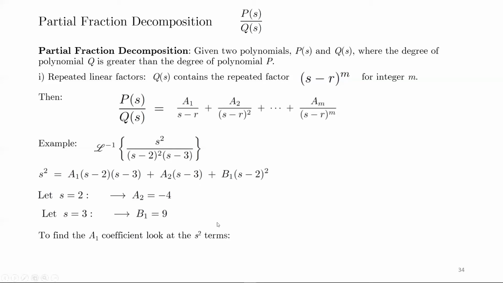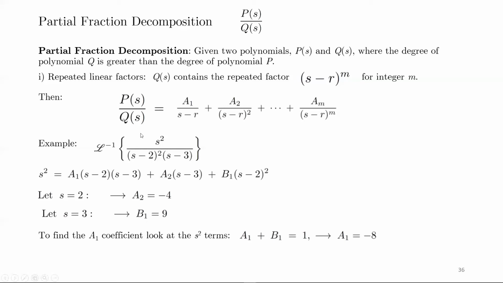Okay. So for example, on the left-hand side here, I have one S squared term. On the right-hand side, I've got A1 times S squared here. There's no S squared terms in A2, it's just linear. And there's an S squared term times B1 here. So I can write A1 times S squared plus B1 times S squared equals S squared. Or A1 plus B1 equals 1. I already know what B1 is, B1 is 9, so I know that A1 must be negative 8.